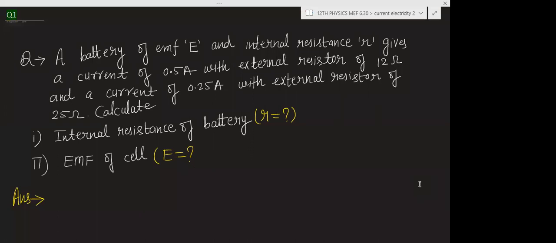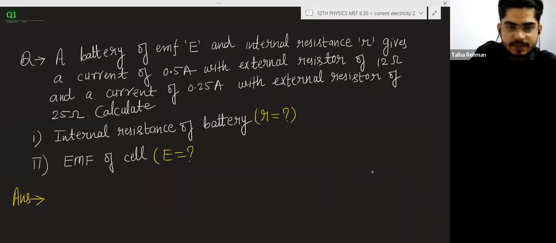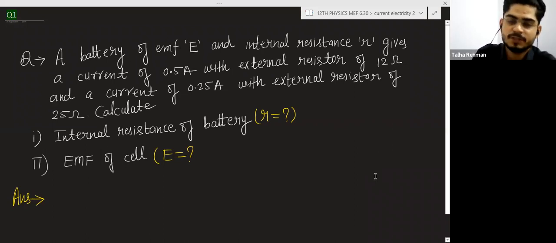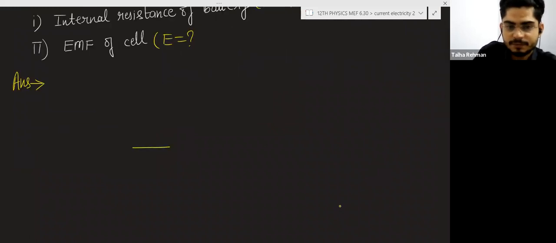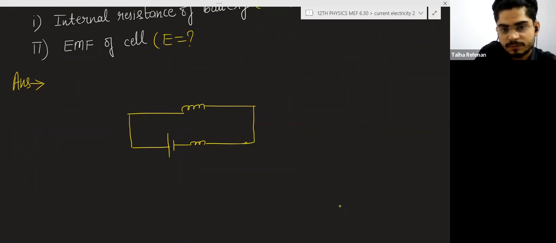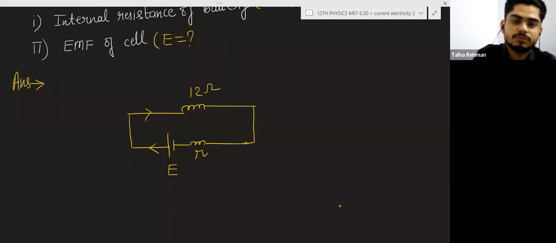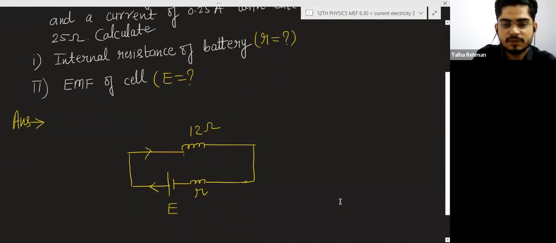Okay. Now they are saying a battery of EMF E and internal resistance r gives a current of 0.5 ampere with an external resistance of 12 ohm. So what is the meaning of that? We have a battery. This is the battery we have. This is the internal resistance of the battery and this is connected with a 12 ohm resistance. EMF is E and r is the internal resistance of the cell, and current will flow like this.